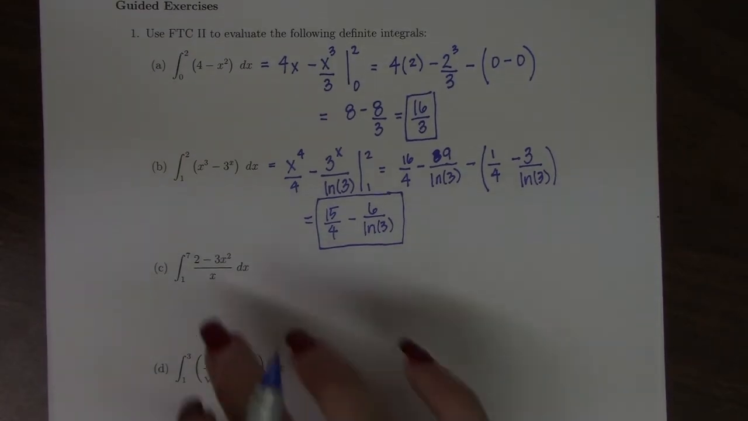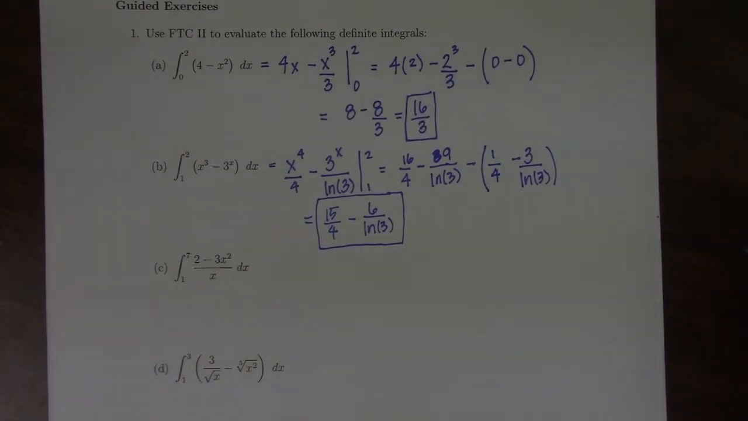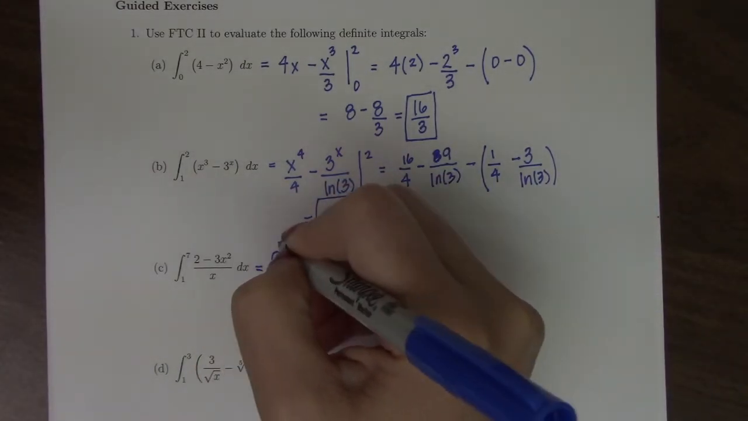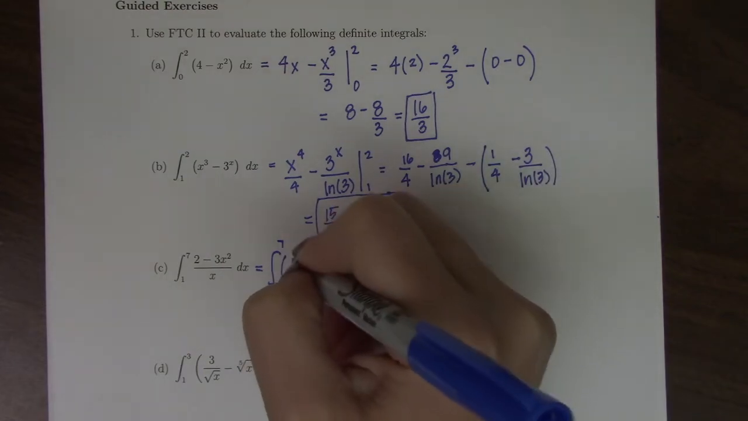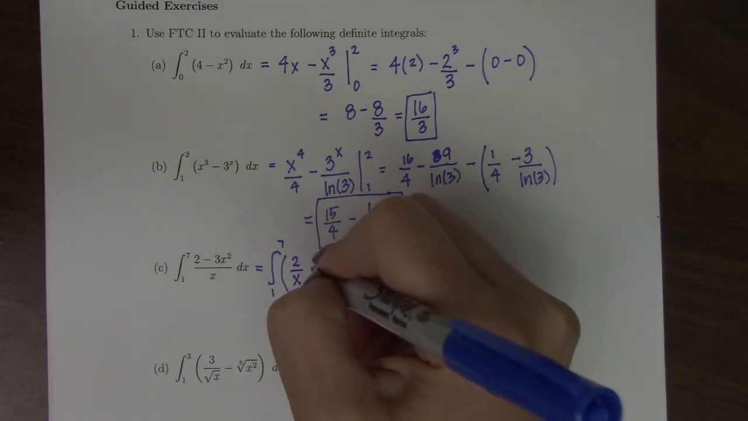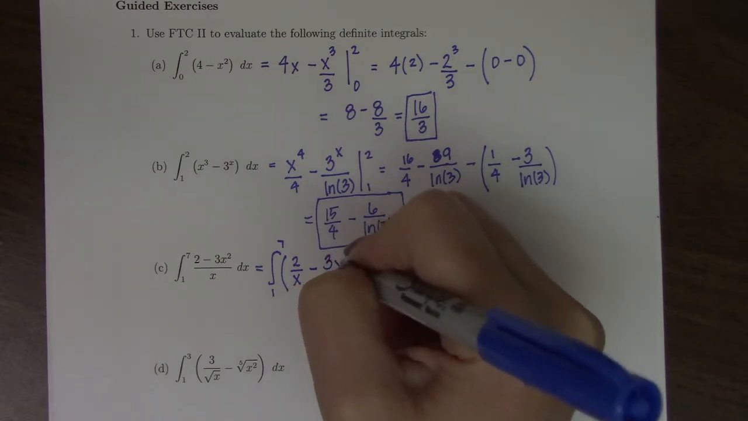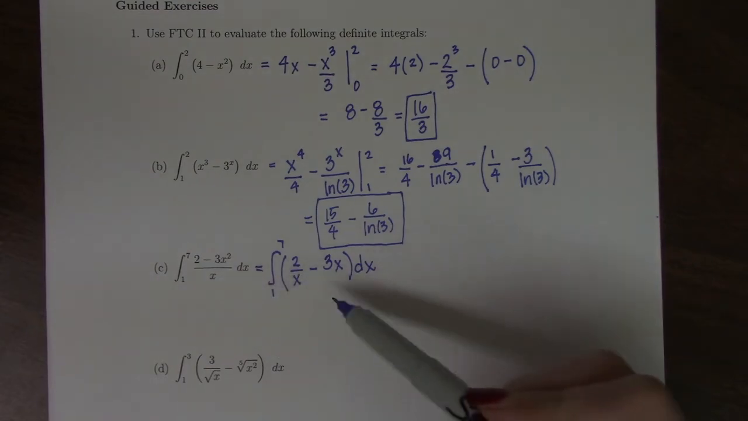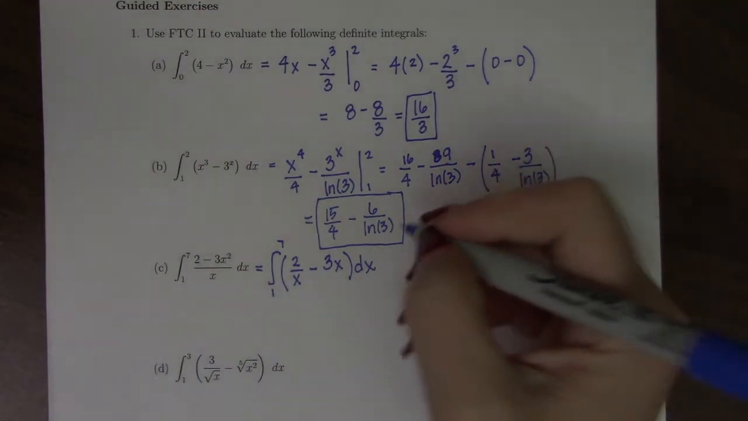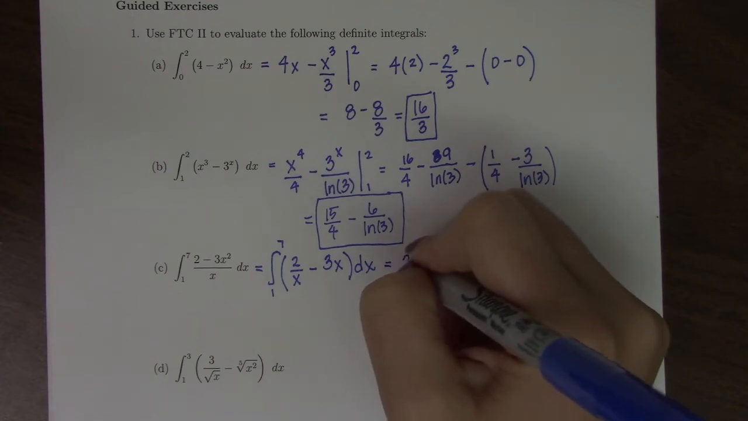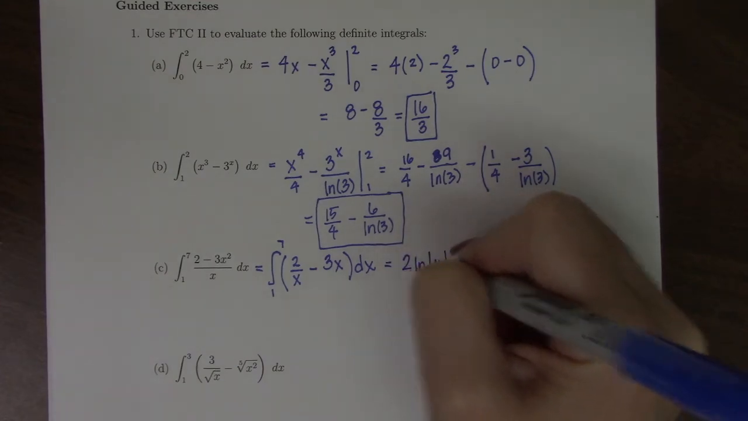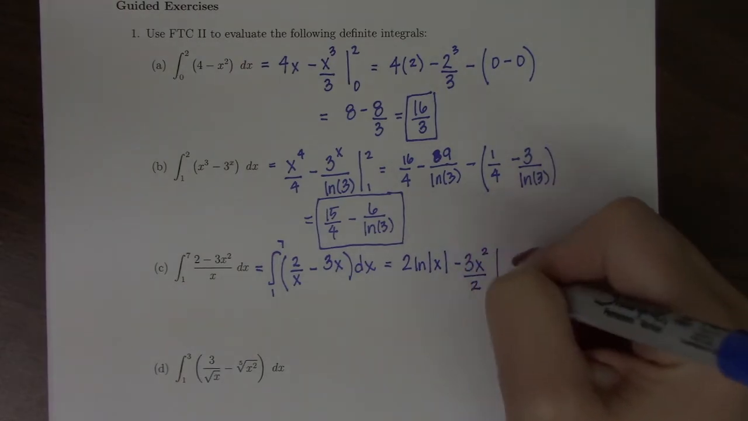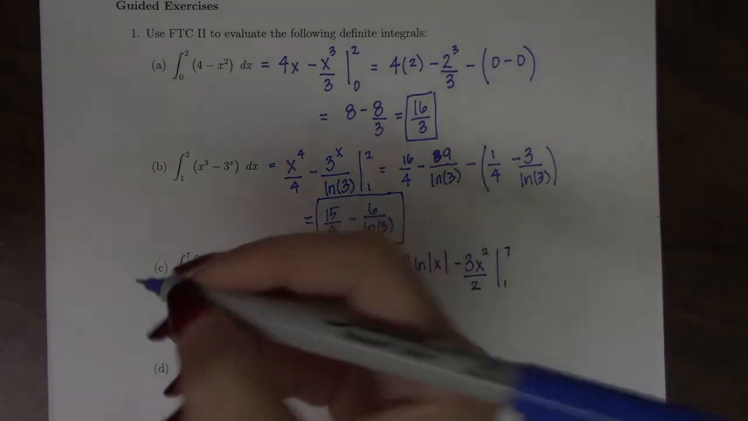This next one, well, we can't anti-differentiate a quotient rule, but I can rewrite this integral where I split these two things up so I can use the power rule. So this is 2 over x minus 3x dx. So the 3x squared over x, one of the x's would cancel and you just get 3x. So this is 2 times the natural log of the absolute value of x minus 3x squared over 2, and this is going to be evaluated from 1 to 7.